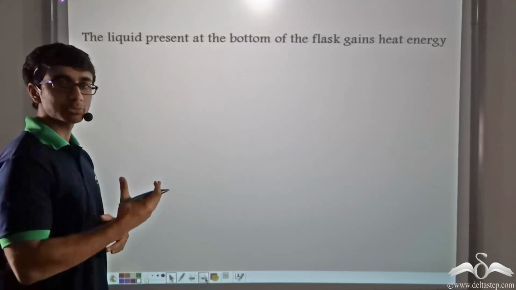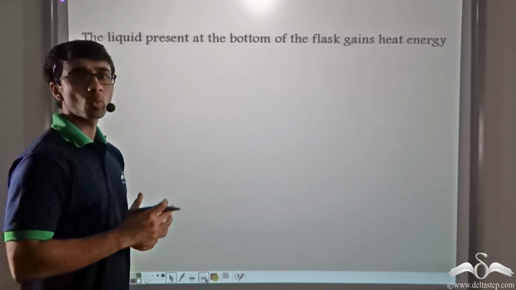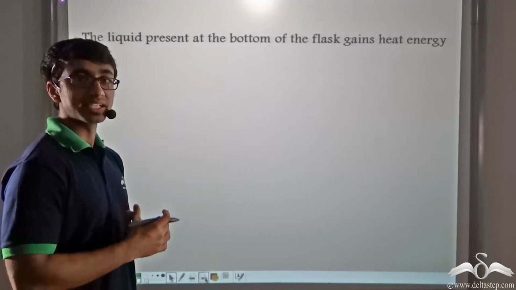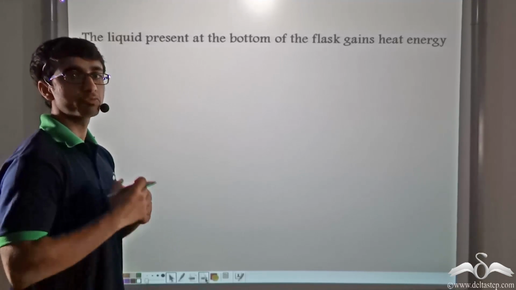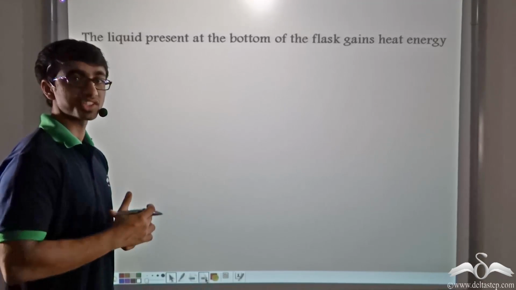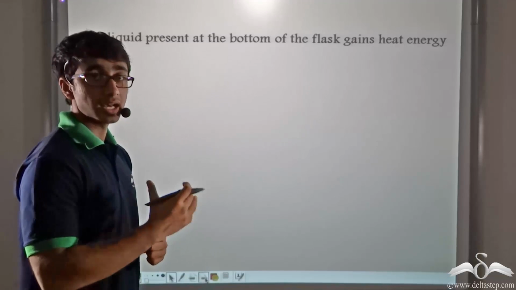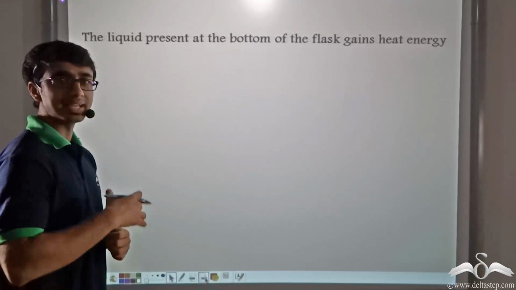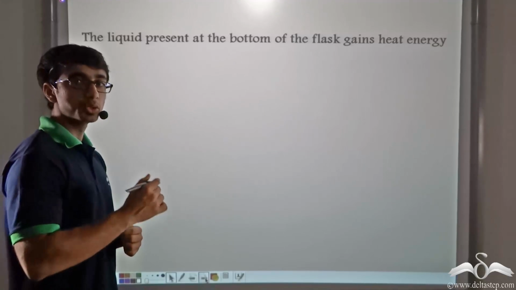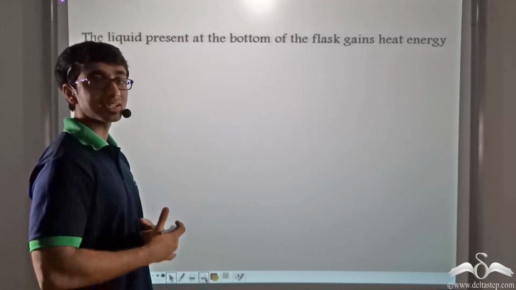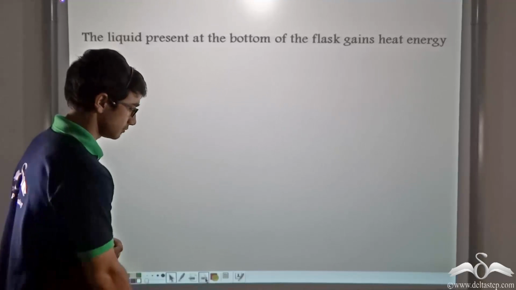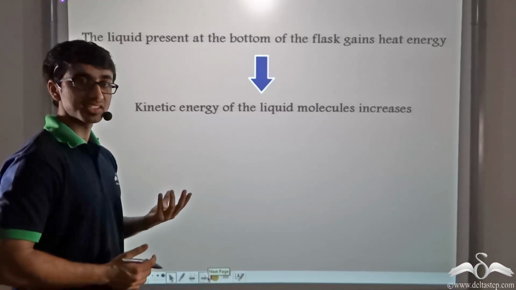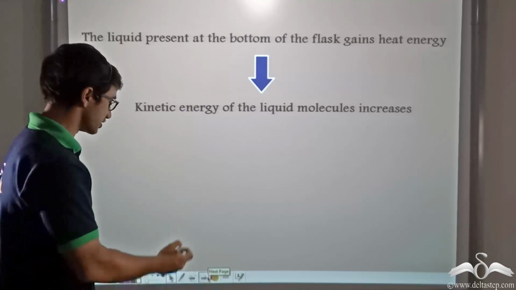So the moment the bottom of the flask gained heat energy, what do you think happened to the particles present in water? These particles gained the heat energy and started to vibrate to and fro about their mean position more vigorously. In other words, their jiggling increased. So as a result, their temperature increased, and due to this, they started to vibrate with a greater kinetic energy. So the kinetic energy of the liquid molecules increased because of an increase in temperature.